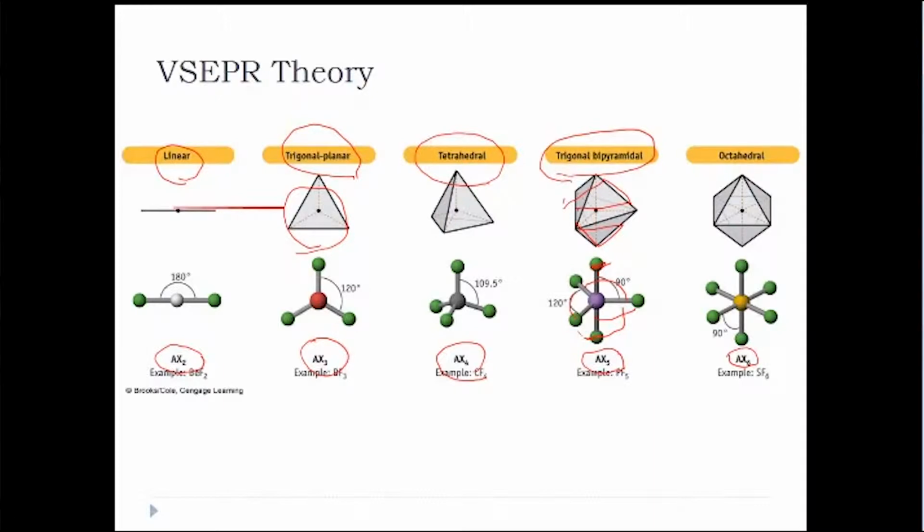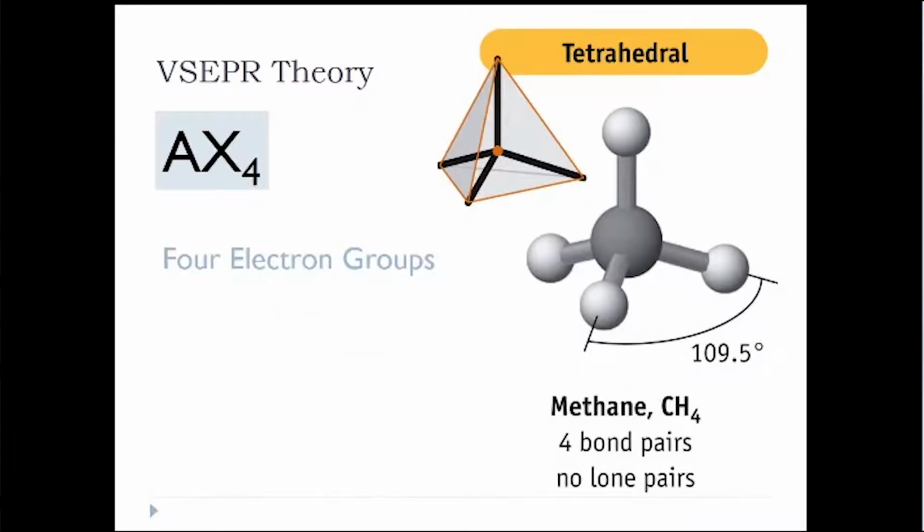And lastly, when we have six atoms surrounding the central atom, the VSEPR designation is AX6, and the name of the shape is octahedral. Again, when we place faces onto this shape, we get a shape with 8 faces, which is an octahedron. Let's take a closer look.